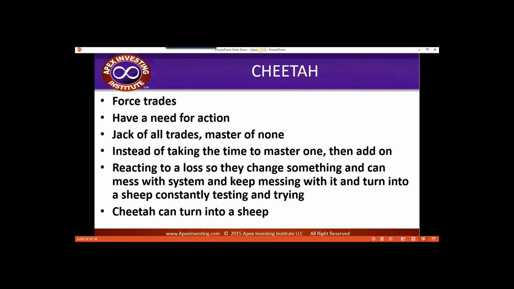We've been there. I've done it too. Not gonna lie, I have done that. I was definitely the cheetah. I never started off as a sheep. I started off as a cheetah, and two months later, I was a sheep. We've all been there, done that.